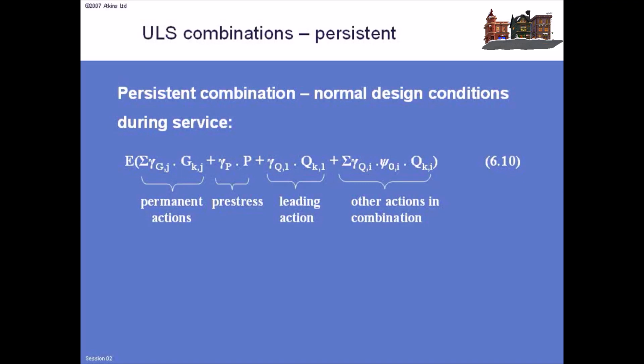We then have to consider everything else that we haven't considered to date on the variable actions side. So that might be things like temperature, wind, snow.